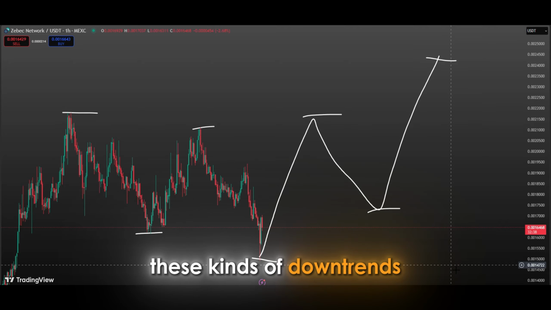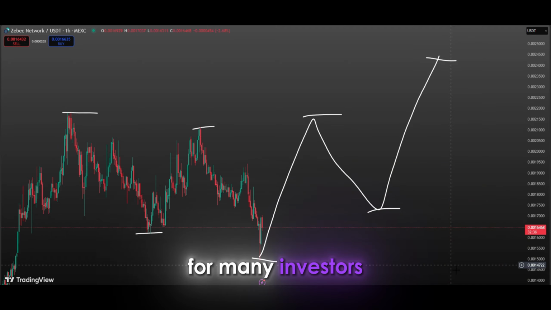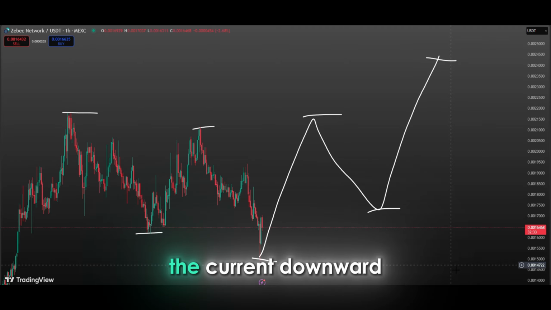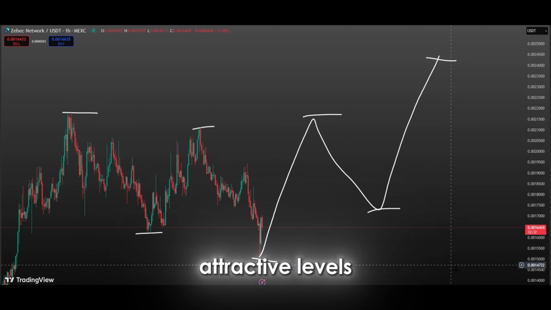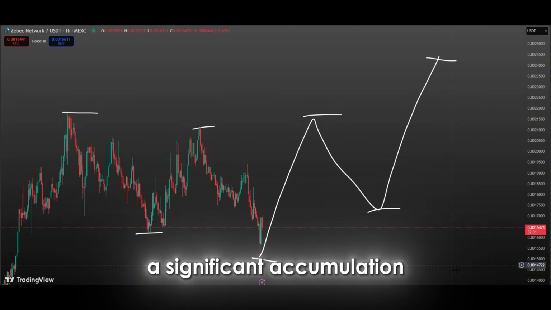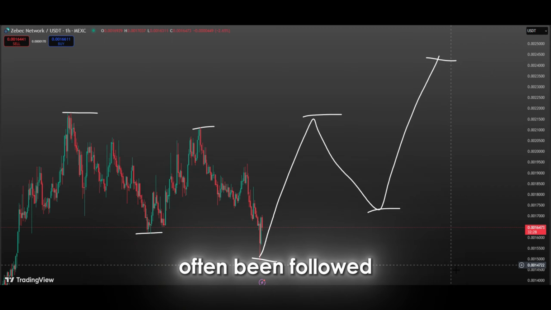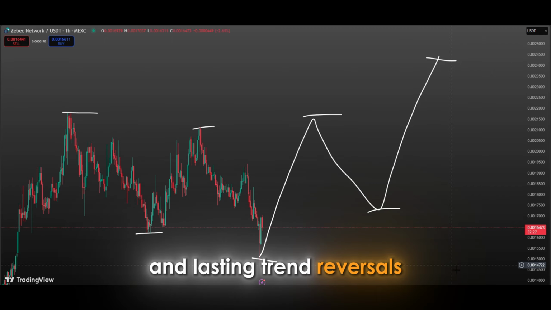These kinds of downtrends can be psychologically challenging for many investors, but it's important to remember that the strongest uptrends often follow the deepest declines. The current downward movement is bringing prices to more attractive levels, which could be a significant accumulation opportunity for long-term investors. Looking at past chart patterns, similar structures have often been followed by strong and lasting trend reversals.